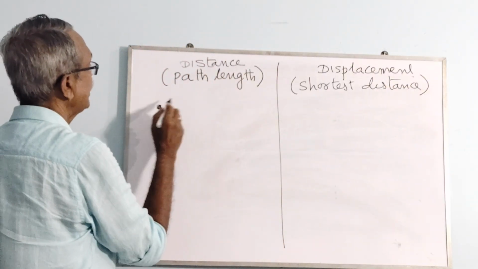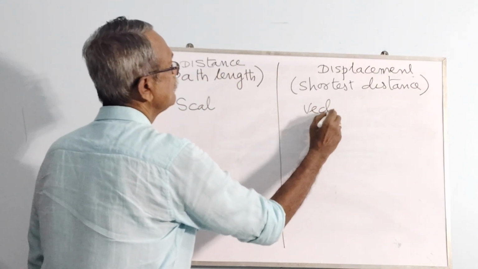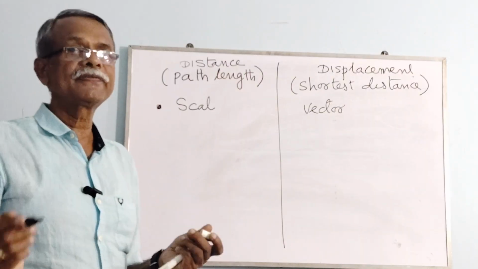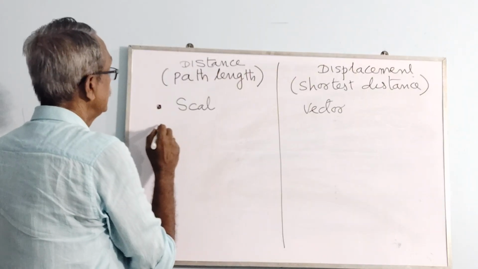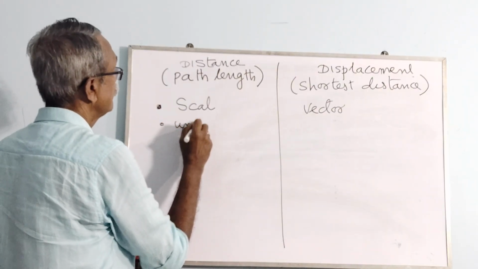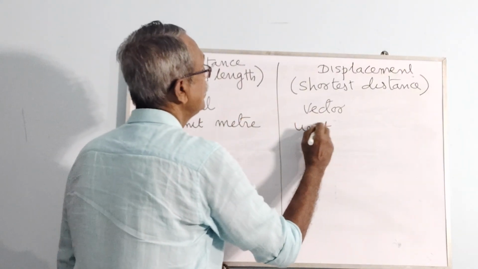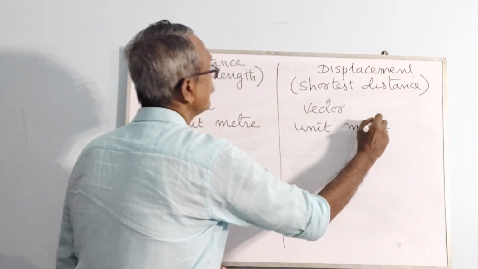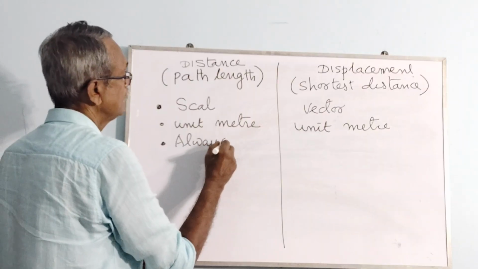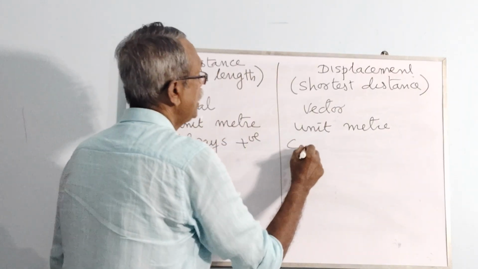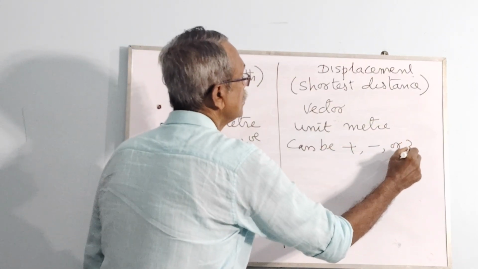The first difference is that distance is a scalar and displacement is a vector. The unit is meter, and this also has the same unit, meter. Distance is always positive, while displacement can be positive, negative or zero.